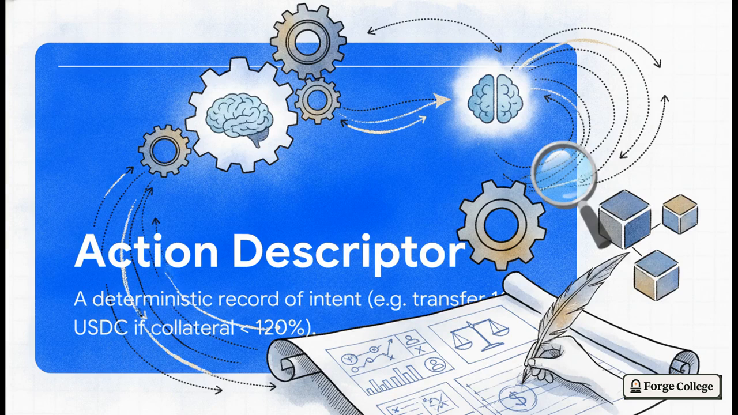Let's put a formal definition on that. An action descriptor is a deterministic record of intent. For example, it might say something like, transfer 10 USDC from account X to account Y if the collateral ratio drops below 120%. It's essentially a blueprint. It tells the rest of the system exactly what the controller wants to do and exactly why, well before any actual signing or network execution takes place.